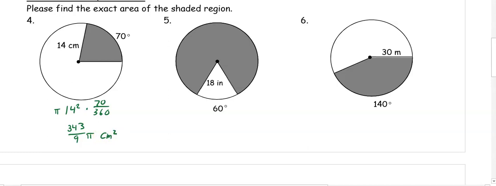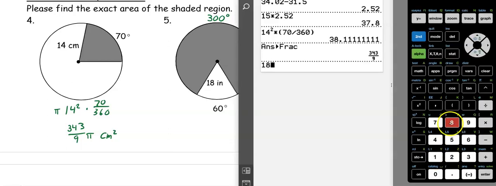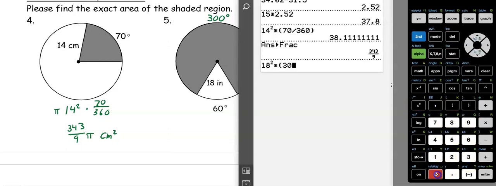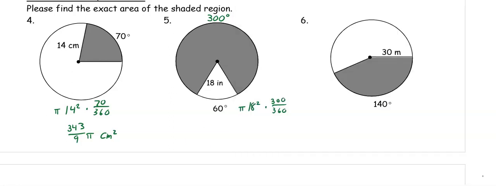In number 5, our radius is 18. The non-shaded part is 60 degrees. So if we subtract from 360, we get the shaded is 300 degrees. So we have pi 18 squared times 300 over 360. So in our calculator, 18 squared times 300 divided by 360. And that's going to give us 270. So we have 270 pi inches squared.